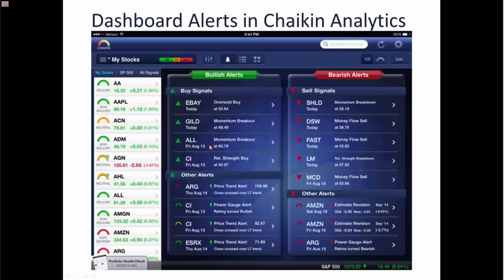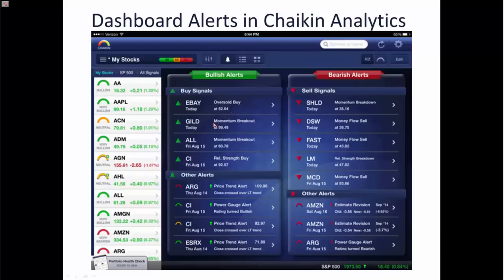And on that day, in the My Stocks list that I have, which is about 105 symbols, far too many for anybody to follow, but I do that because I write a market letter and I do webinars like this, so I want a broad list of stocks to pull examples from. 5 stocks. We're going to focus on the top 2. eBay gave an oversold buy signal at 52.64. You now know what that means. Power Gauge rating is bullish, and the stock made a new 8-day low and got oversold.